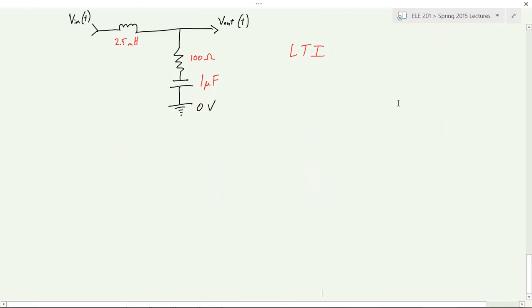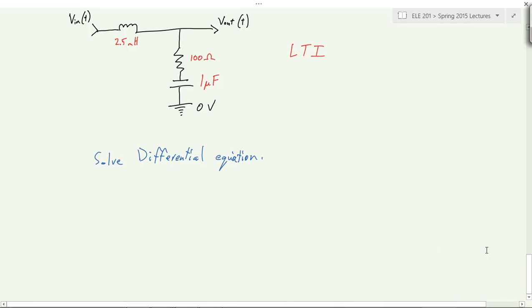If we wanted to know what this LTI system does, we might want to understand what it does in the frequency domain. Here's one method for solving that. The way you attack these circuits is you define equations over their currents and their voltages.